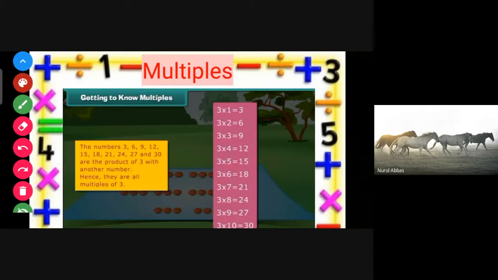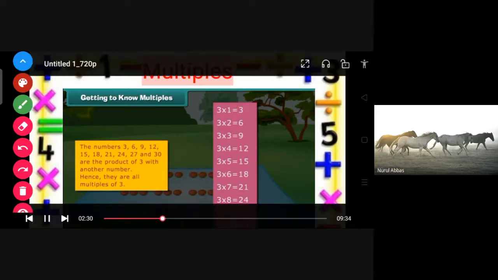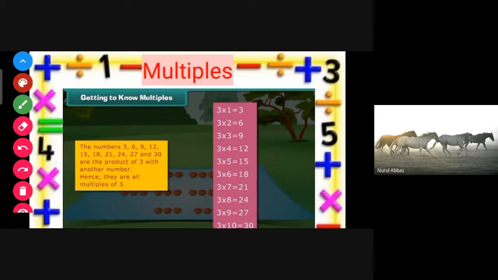When you multiply 3 with another number, like 1 to 10, you will get 3, 6, 9, 12 as a result, meaning as a product. So what do we call that? Multiples. Multiply and multiple, both are different things. I said, no, both the things are different.